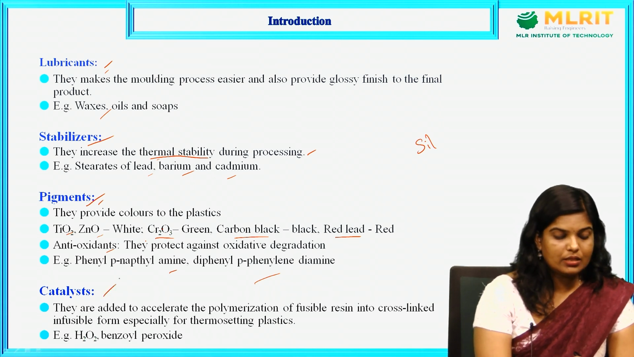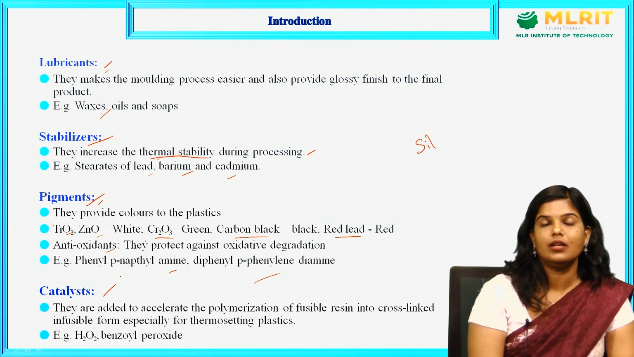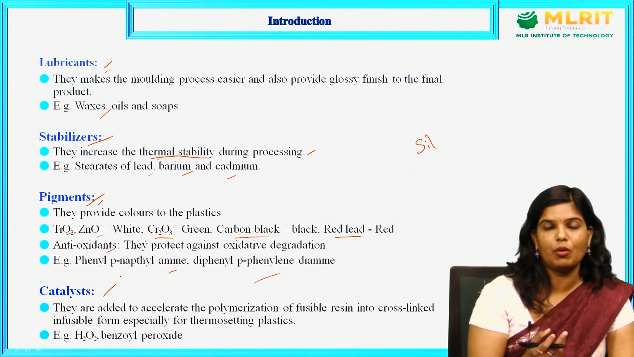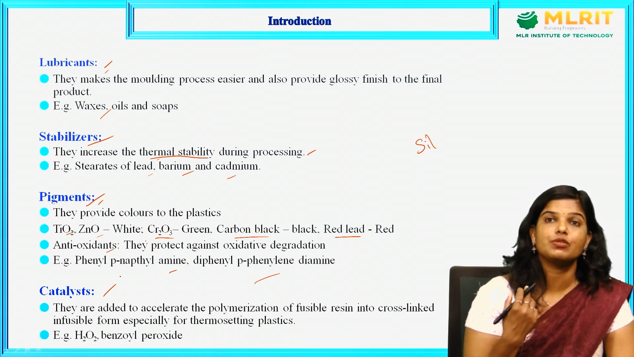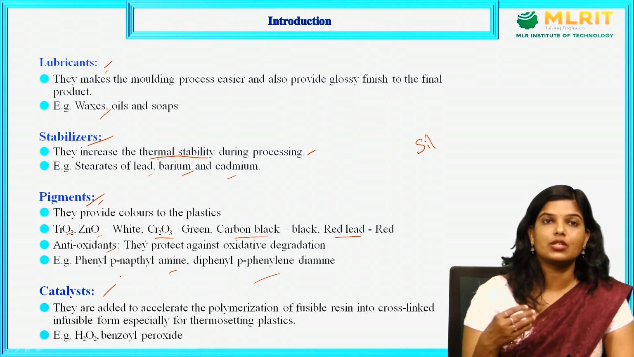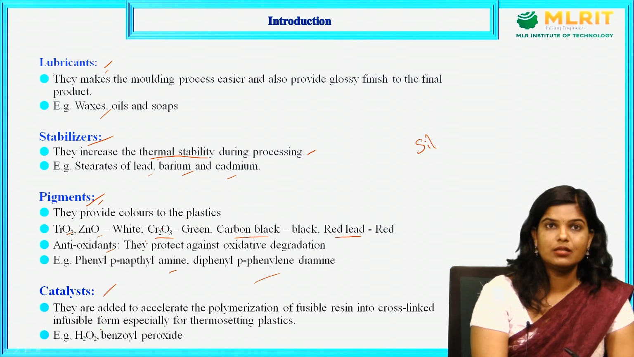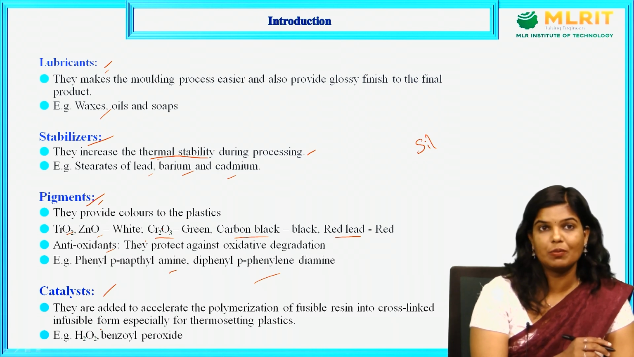Now, last but not the least, comes the catalyst. Now what are catalysts? Catalysts, obviously, accelerate the polymerization reaction. That means they increase the rate of reaction of polymers, so that the reaction happens very fast. We knew a few catalysts when we dealt with the addition mechanism. I hope you remember the class. It was benzoyl peroxide and hydrogen peroxide.